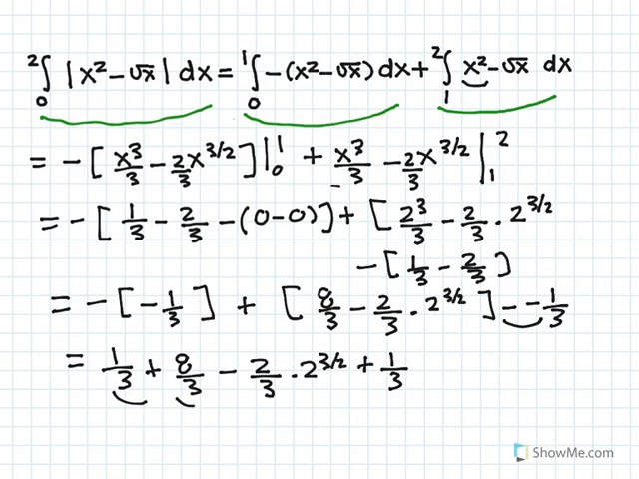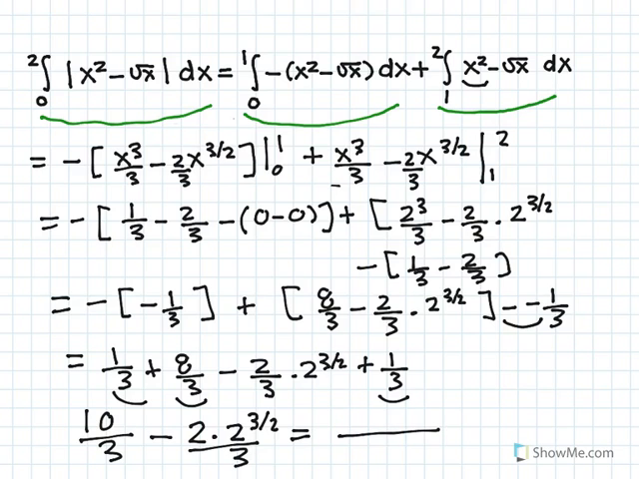So we got 1/3 plus 8/3, that's 9 over 3 plus 1 over 3. That's going to give us 10 over 3 minus 2 times 2 to the 3/2, divide by 3. Let's take a common denominator. We get 3, and that's 10 minus, and 2 times 2 to the 3/2, we have the same base. Let's add up the exponents. 1 plus 3/2, that's just going to be 2 over 2 plus 3 over 2. That is 5 over 2. That's 10 minus 2 to the 5 over 2.